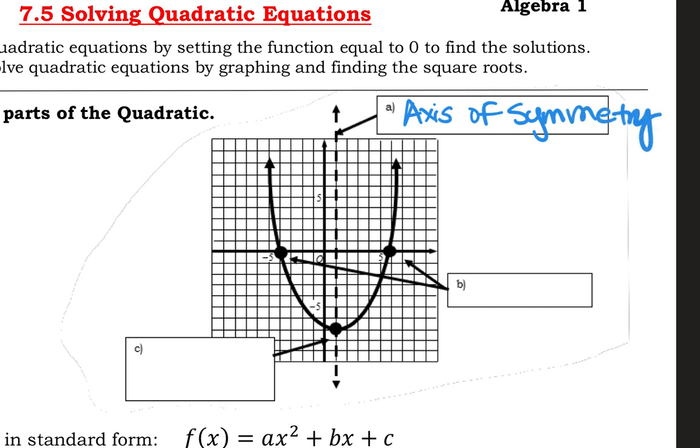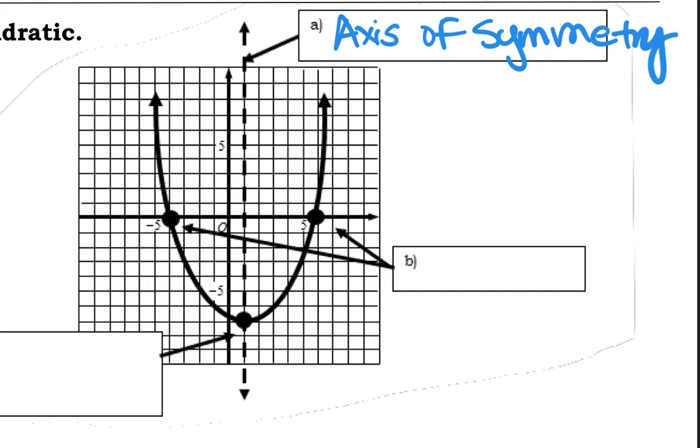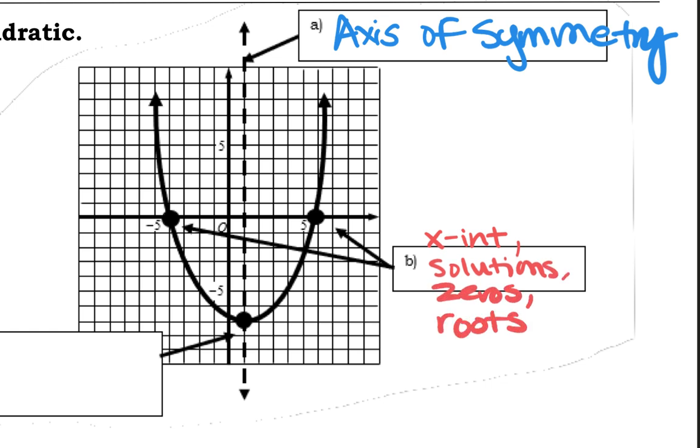All right, what is B considered to be? The x-intercepts. What's another word for x-intercepts? Do you remember? Solutions. Good. So x-intercepts. These are solutions. What else are they called? Zeros. And there's one more. They're called roots. Okay, so they could ask you any of these four. Just know what you're looking for. And then the last thing we're looking at here is, what's this called? The vertex.